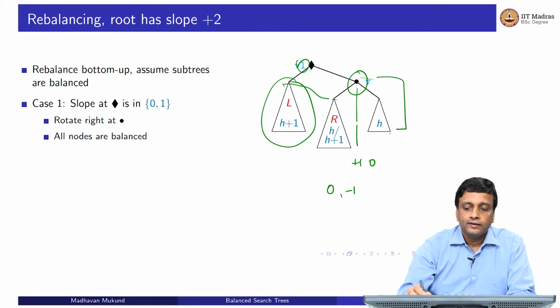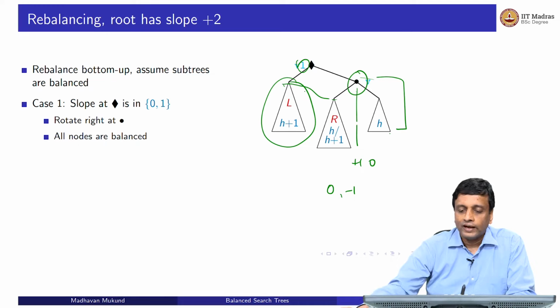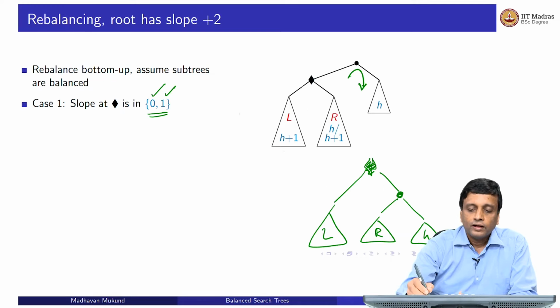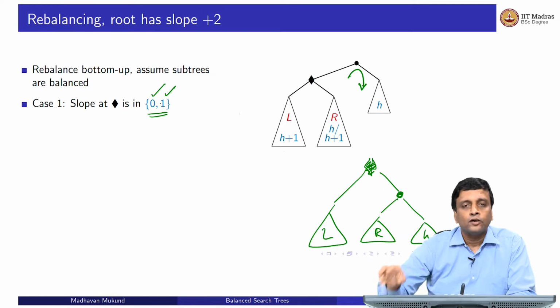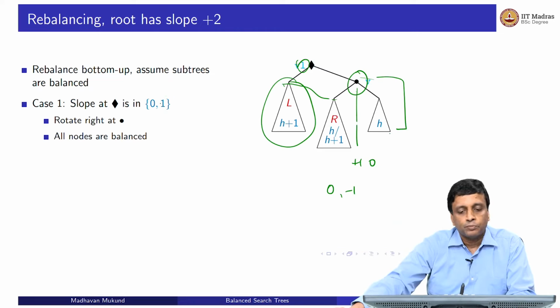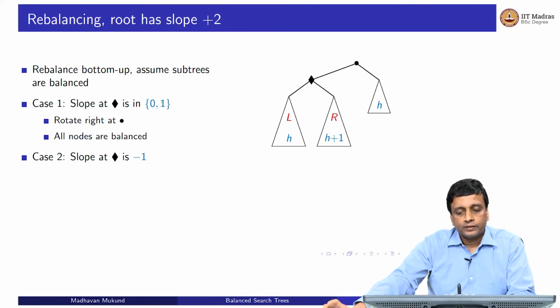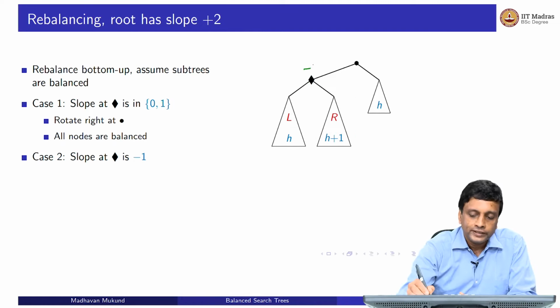This tree named R has either h+1 minus h equal to +1, or h minus h equal to 0. So, going back, if I have the diamond node having a slope of 0 or 1, a single rotation at the top fixes the problem for me. Unfortunately, if it is a -1, it's a little bit more tricky. Supposing the slope here is minus 1, then I know for sure that this must be the situation.